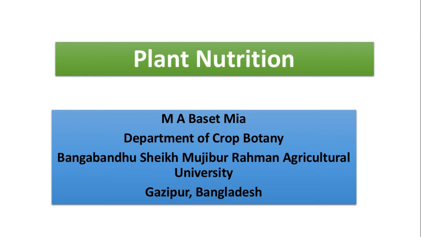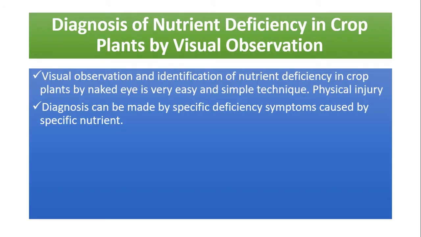Today we will be talking about the diagnosis of nutrient deficiency by visual observation. So what is visual observation? The visual observation is an identification process of nutrient deficiency in croplands by using the naked eye. It is a very easy and simple technique. Diagnosis can be made by specific deficiency symptoms caused by specific nutrient elements.